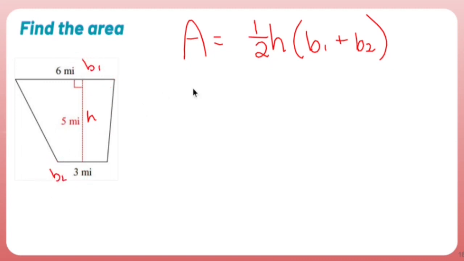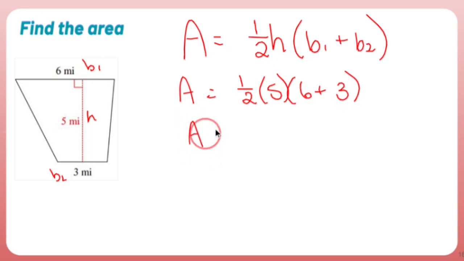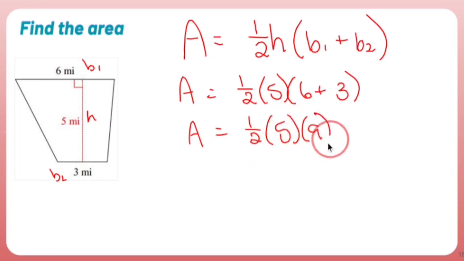Okay? So the area of this guy is going to be 1/2 of 5 times base sub 1, which I called 6, plus base sub 2, which I called 3. All right, so 1/2 of 5 times 9. This is probably one that I can do without the use of a calculator. 1/2 of 45 is going to be 22.5.